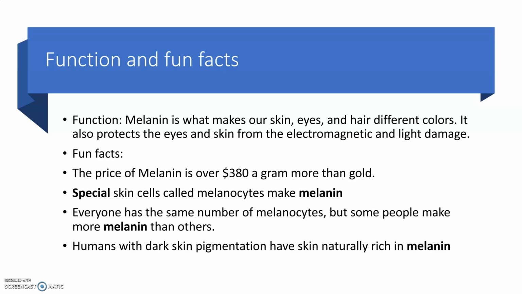The function and some fun facts. Function: melanin is what makes our skin, eyes, and hair different colors. It also protects the eyes and skin from electromagnetic and light damage. Some facts are the price of melanin is over $380 a gram, which is more than gold. Special skin cells called melanocytes make melanin. Everyone has the same number of melanocytes, but some people make more melanin than others. Humans with dark skin pigmentation have skin naturally rich in melanin.